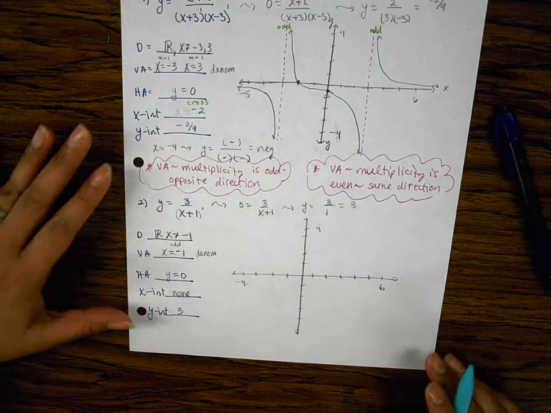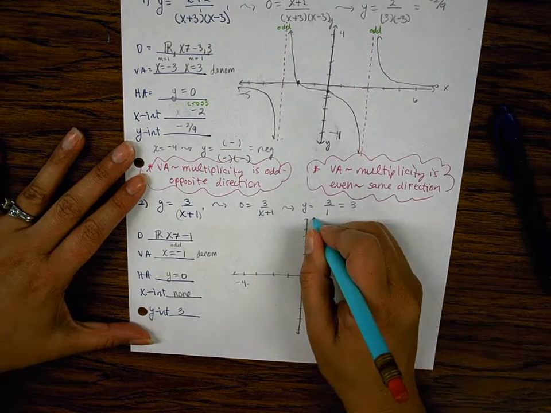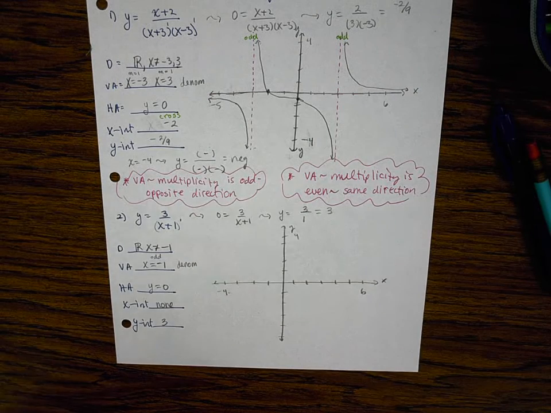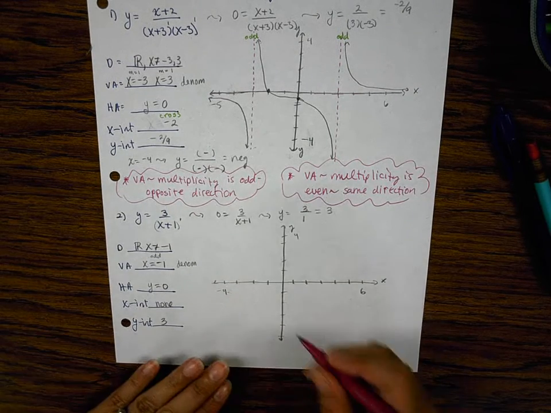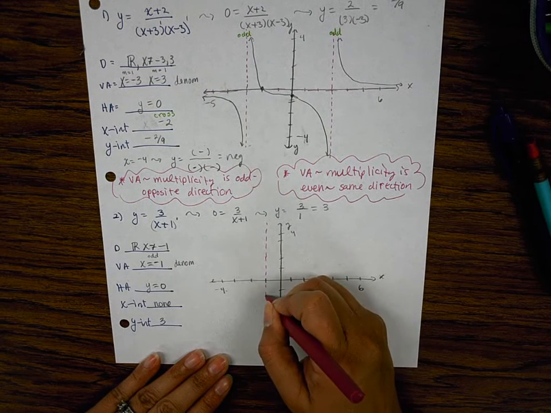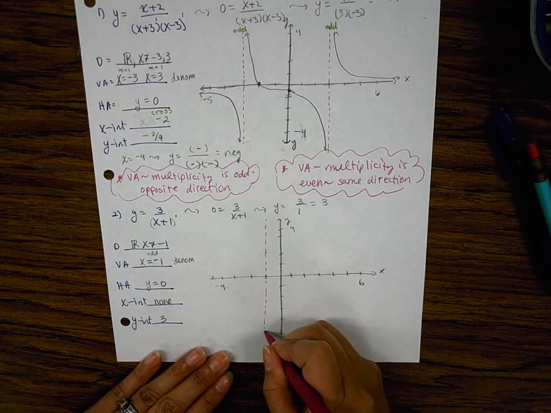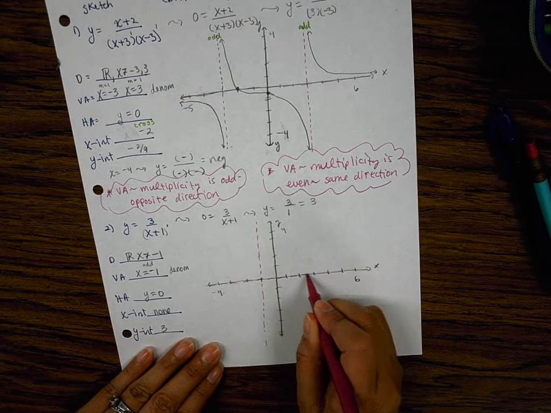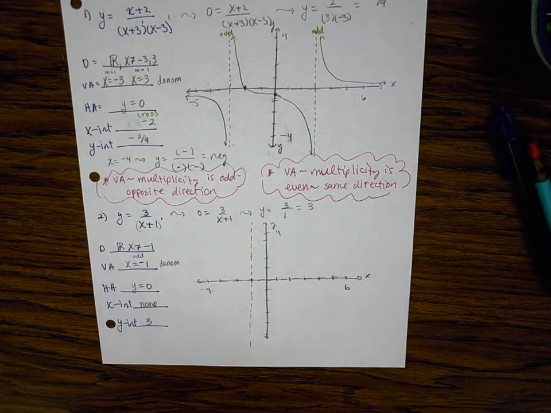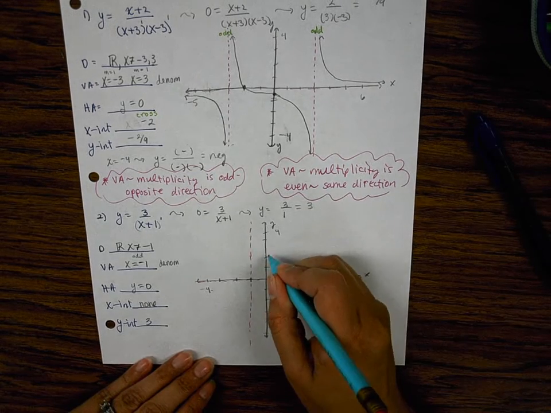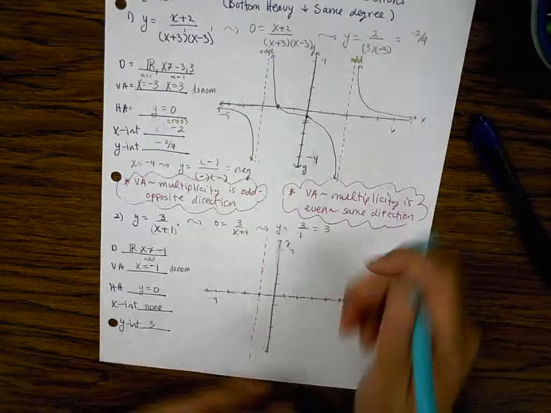All right, so we're going to do our horizontal, vertical, sorry, x equals -1. Horizontal is again y equals 0, which means the x-axis. It's a little harder to see, but it's there. And my x-intercepts, there are none. And my y-intercept is 3. 1, 2, and 3.